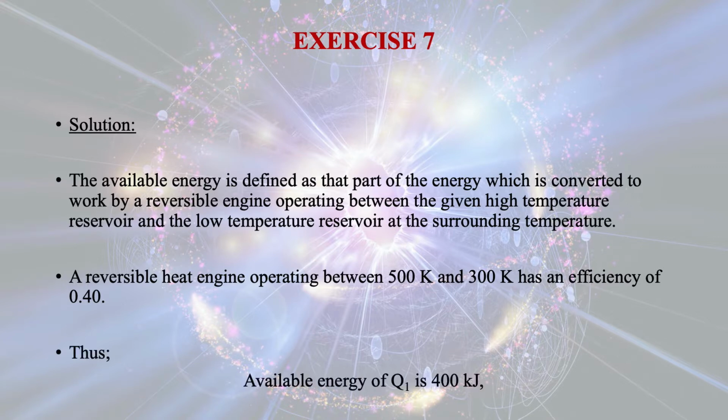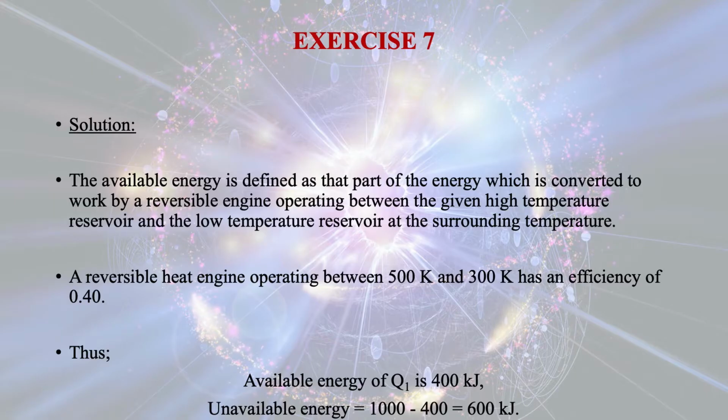Thus, the available energy of Q1 is equal to 400 kilojoule. How can you calculate 400 kilojoule? Because the net heat input is 1000 and the efficiency is 0.40, 1000 multiplied by 0.40 is equal to 400 kilojoule. So this is the available energy out of 1000 kilojoule heat input, and the unavailable energy will be 1000 minus 400, that is 600 kilojoule.